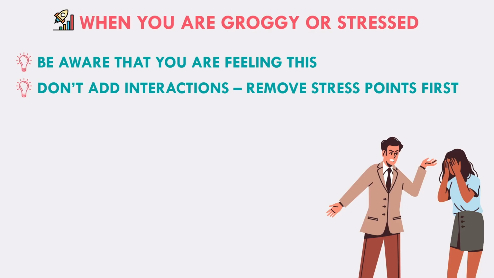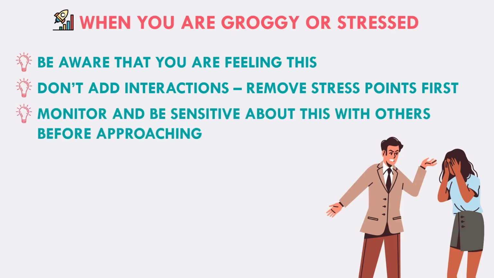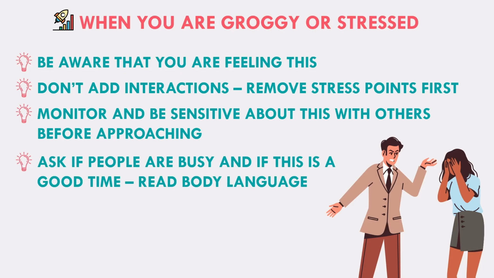Now, you also want to be sensitive about approaching others. Every time you approach somebody else, you don't know what their day is like. You assume they're okay, but you have no idea. So you want to be very sensitive to it. You can ask people if they're busy. You can ask them how they're feeling, if it's a good time. All those questions are fantastic before approaching people, because they'll tell you if they're stressed very often.